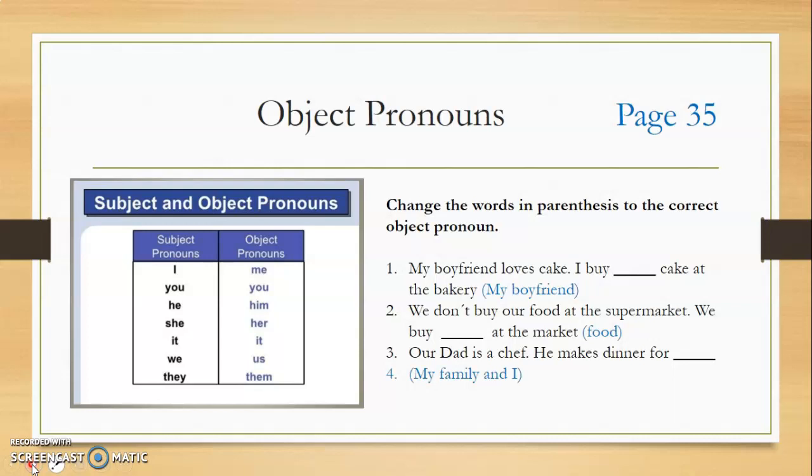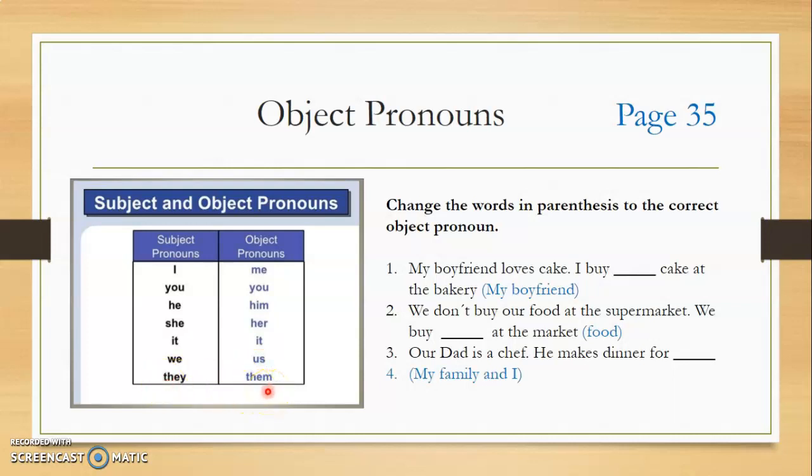Let's turn the page and we're going to be discussing today about object pronouns, okay? Page 35. So I have a picture over here to clarify better what object pronouns are. The common pronouns that we usually use are I, you, he, she, it, we, and they, okay? So what are the object pronouns? The object pronouns are the ones that we use to replace them. For example, I, me; you is still you; he, him; she, her; it; we, us; they, them.